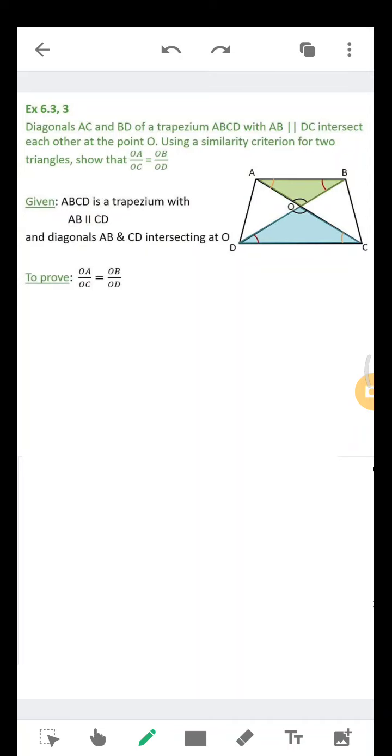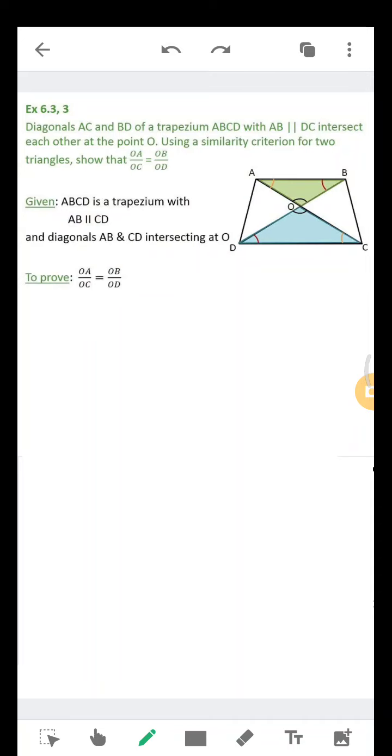So let's write what's given now. Given: ABCD is a trapezium with AB parallel to CD. Diagonals AC and BD intersect at O. We have to prove, so let's write what is RTP: OA by OC is equal to OB by OD. Which rule can I use here for proving these two triangles are similar? If I prove two triangles are similar, then only I can write this ratio from it.